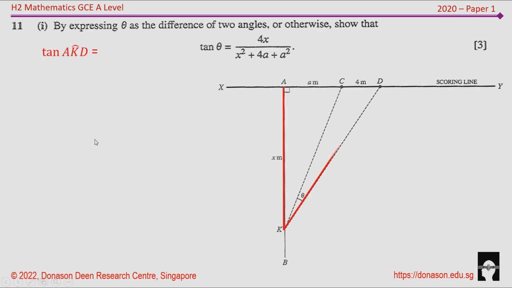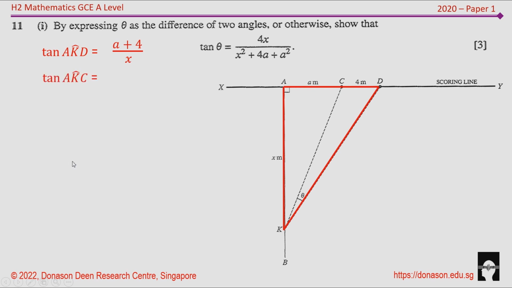So first let's take this big triangle, tan of AKD. Tangent means opposite over adjacent. So what would be the opposite of this angle AKD? The opposite is going to be, of course, a plus 4, and the adjacent is simply x. So we're going to write a plus 4 over x. So that is the tangent of the angle AKD.